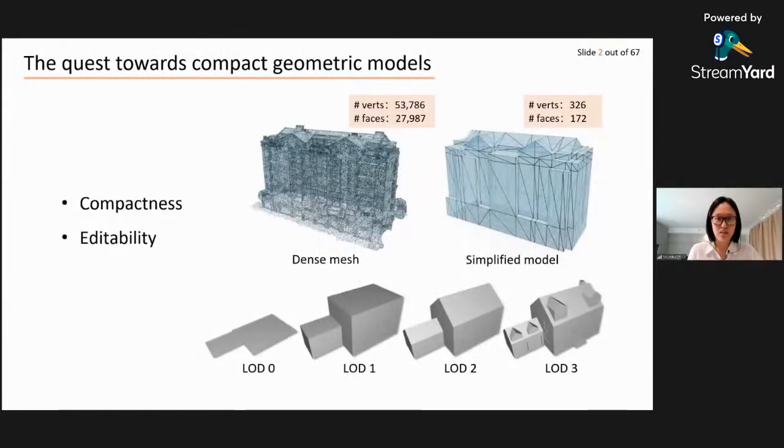Compact models are desirable for many applications. For example, it is helpful for modeling large-scale scenes like a city. It enables fast interactive navigation, as rendering compact models is very efficient. It is also helpful for applications based on physical simulation, for example, the energy assessment of a building.